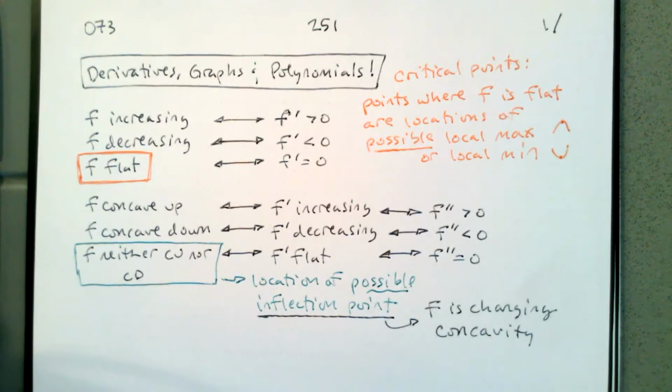Just because a function is neither concave up nor concave down at a point does not guarantee that you have an inflection point. It could be that the function is concave down before a point where it's neither concave up nor concave down, and it could be afterwards the function is still concave down.